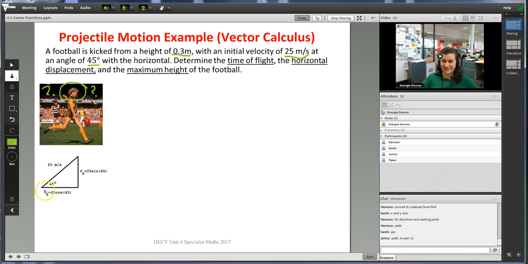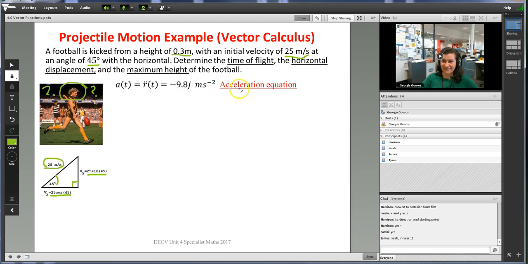So this is a diagram that's going to help us work out what's going on here. This is the initial velocity of launch of the football at an angle of 45 degrees with the horizontal. Drawing a quick little right angle triangle, we can work out the horizontal component and the vertical component of this initial velocity. This is going to help us.